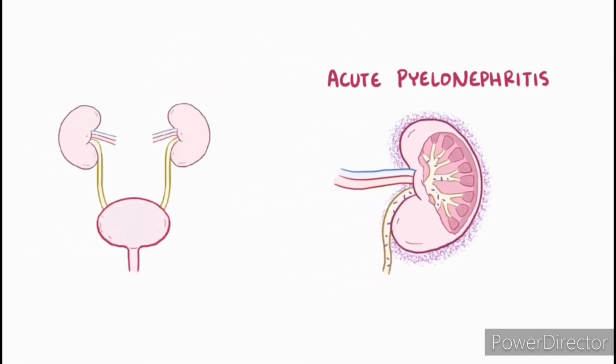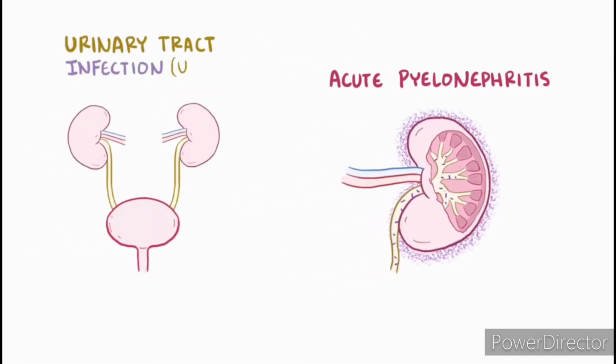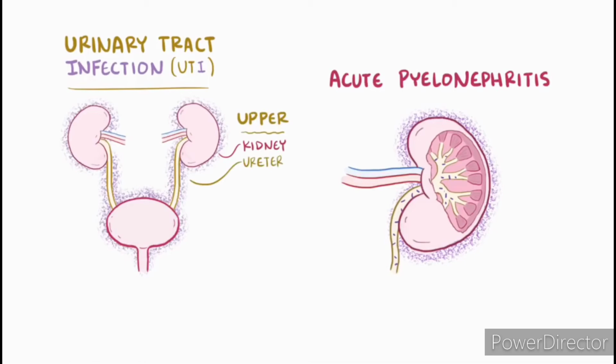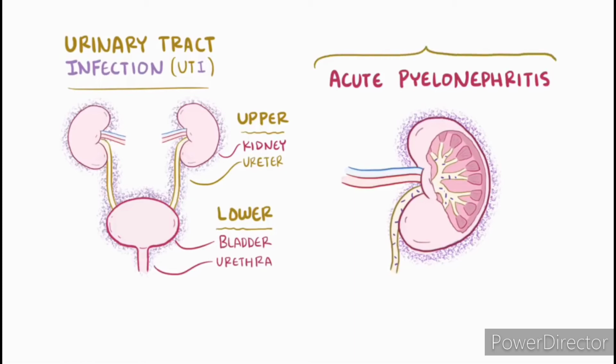Now, a urinary tract infection or UTI is any infection of the urinary tract, which includes the upper portion of the tract, the kidneys and the ureter, and the lower portion of the tract, the bladder and the urethra. So, acute pyelonephritis is a type of upper urinary tract infection.